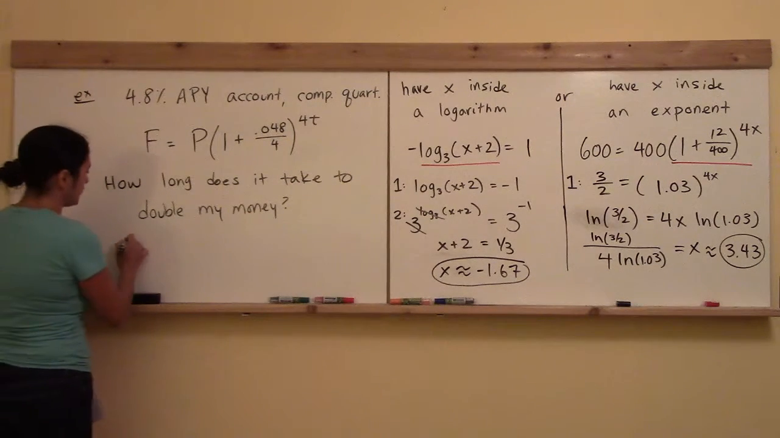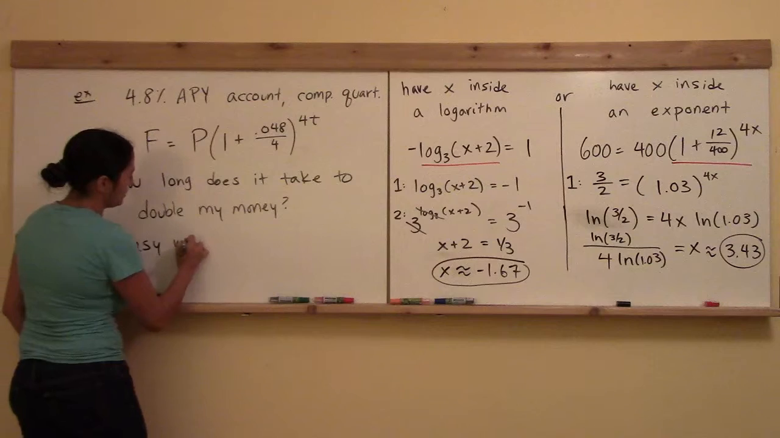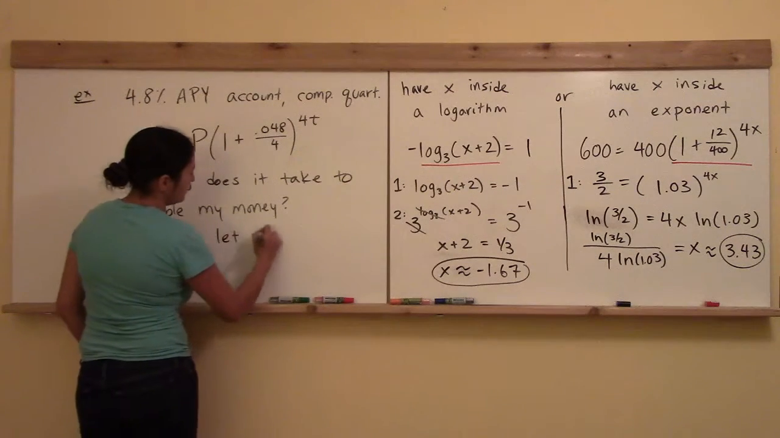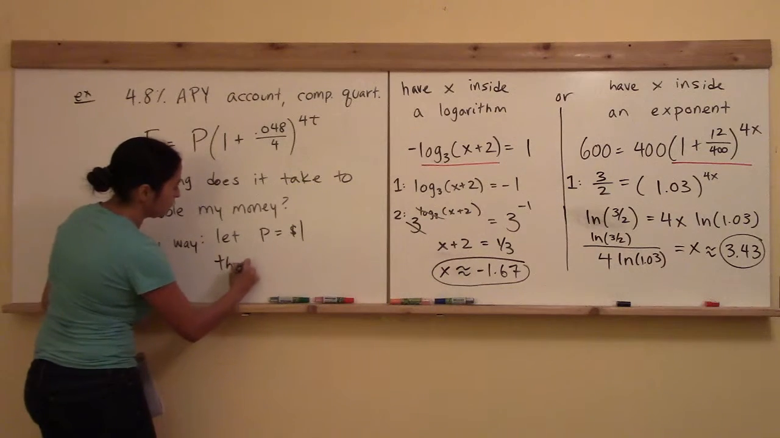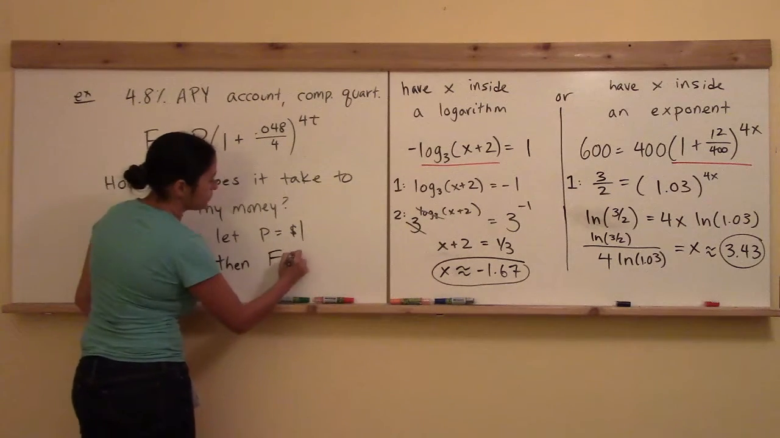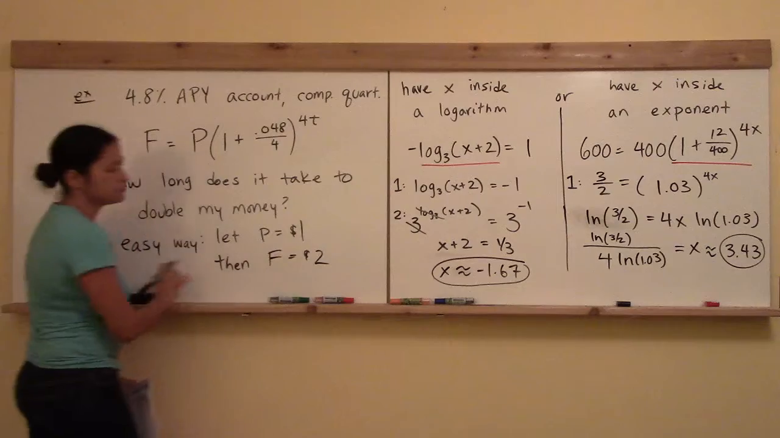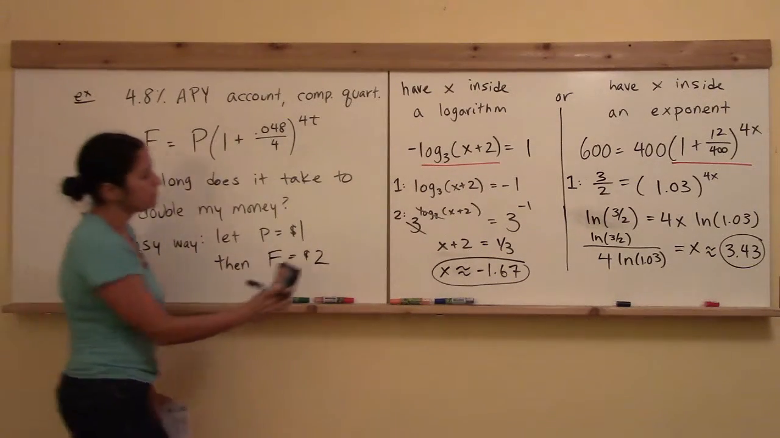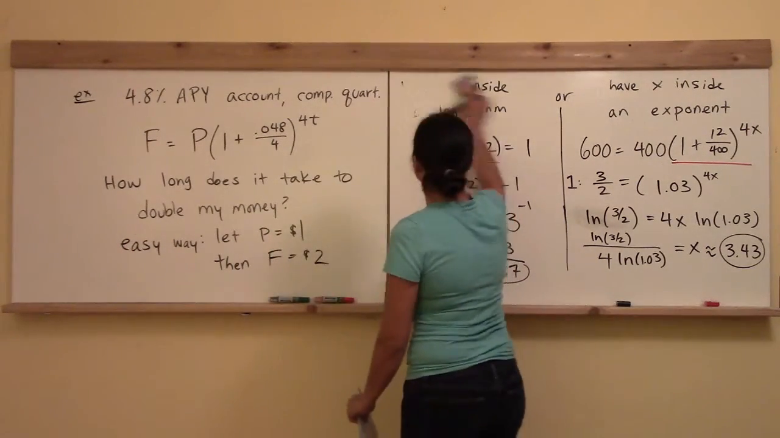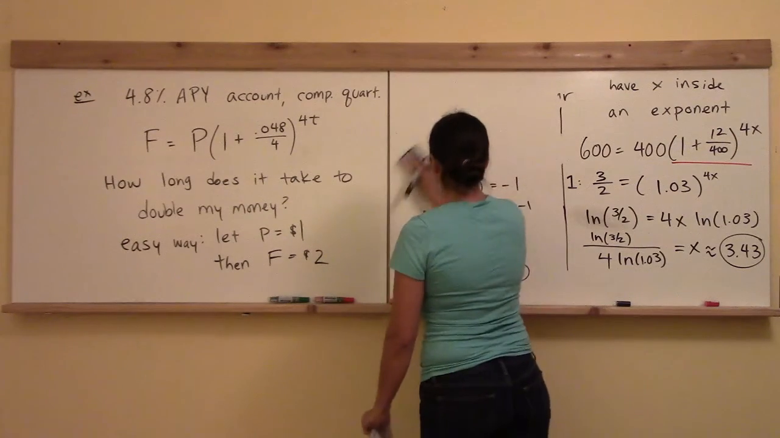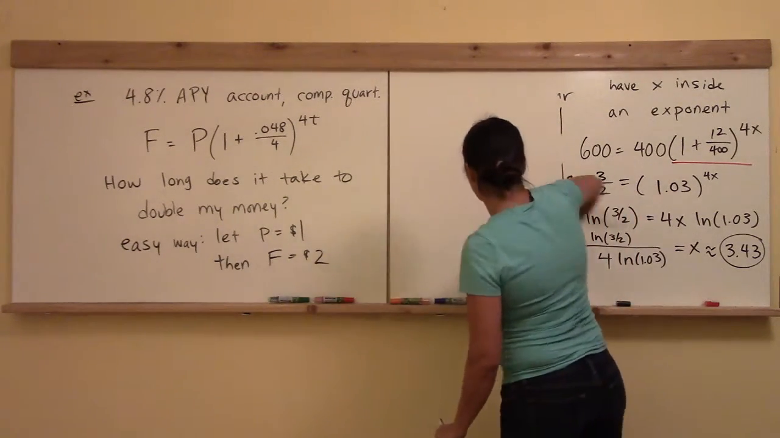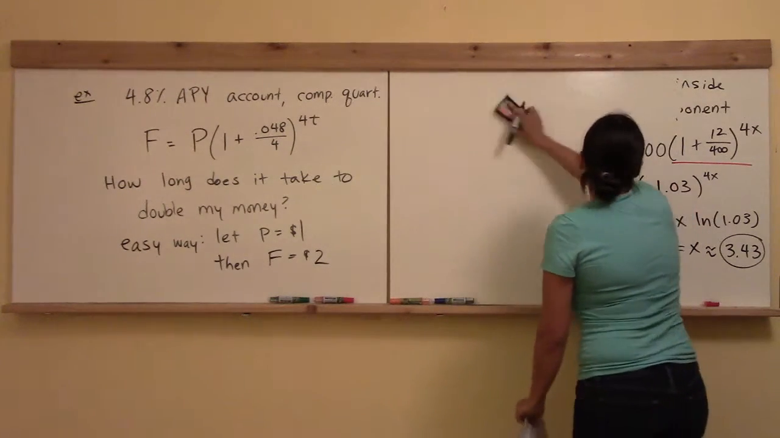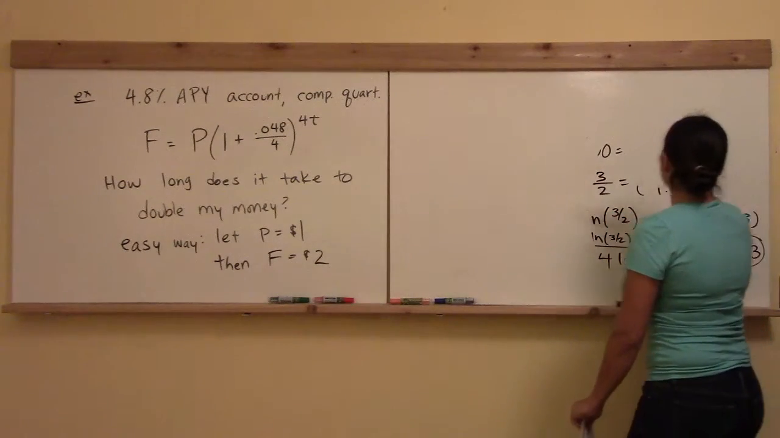Okay, so the easy way to do this is going to be to just let your principal amount, the amount that you put in, be $1. And then if you want to double your money, then the future value that you're looking to obtain is $2. Okay, so that's how I would do it for double. And if I wanted to do triple, then I would let my principal amount be $1, and my future value be $3, etc. Doesn't really matter as long as the ratio is consistent.